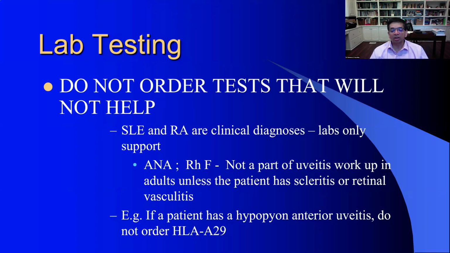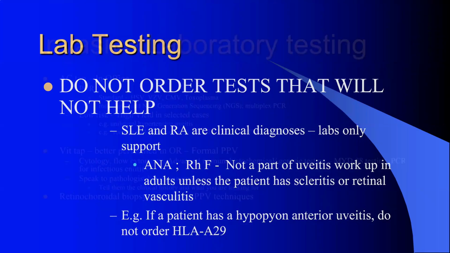And if a patient has a hypopyon anterior uveitis, you don't want to order HLA-A29 testing. It's useless, right? You want to order HLA-B27 and maybe an anti-treponemal IgG, because 5 to 8% of patients are going to be HLA-A29 positive. It only means something when the clinical findings of birdshot retinochoroiditis correlate with the A29, when it fits together.